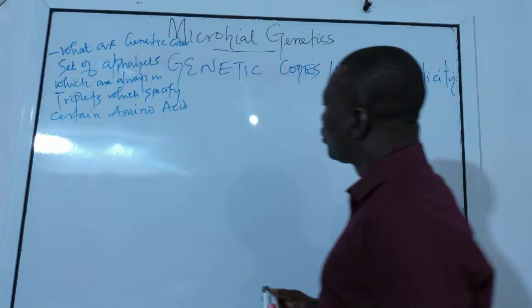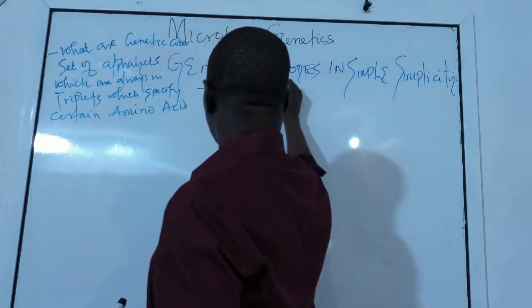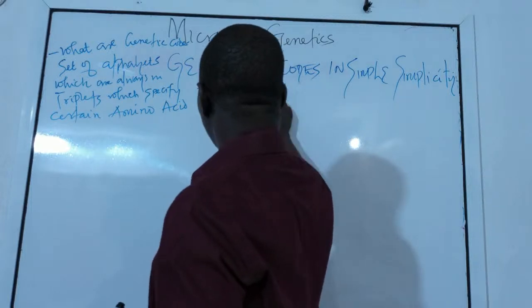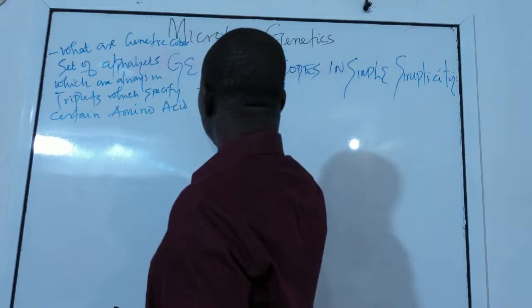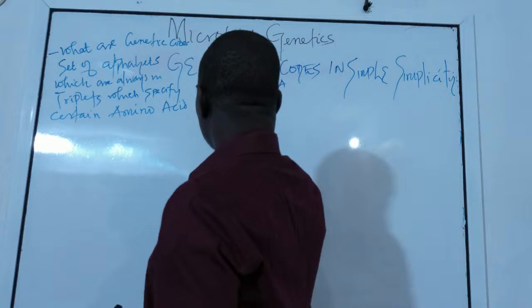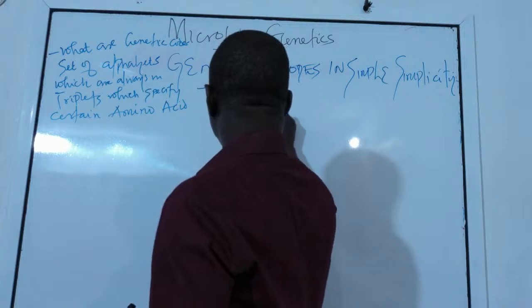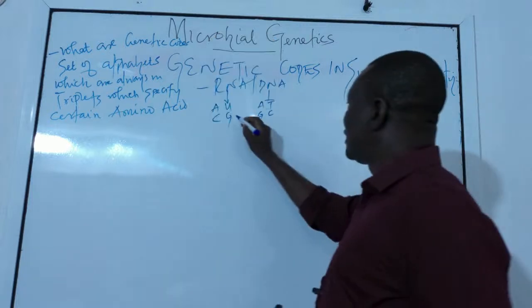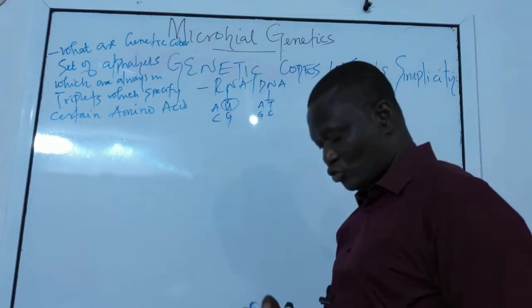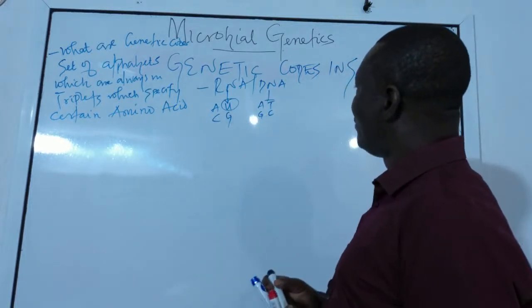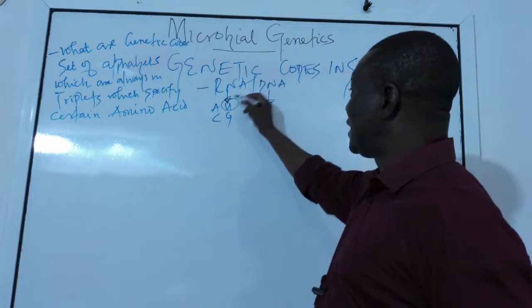Now, don't forget the differences between RNA and DNA. In RNA we have A, U, C and G, whereas in DNA we have A, T, C and G. So whenever you see U, that is what it is going to code for in ribonucleic acid, that is RNA.